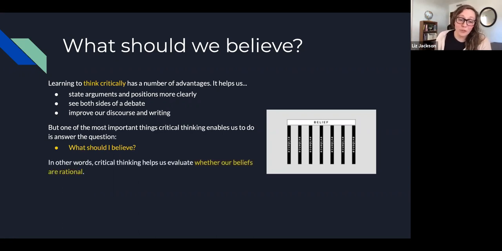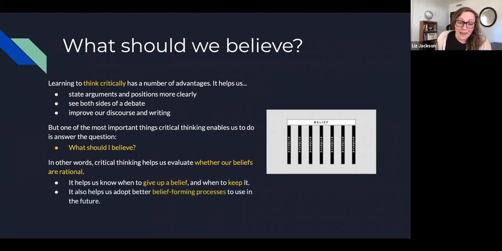And so critical thinking can in general help us evaluate whether our beliefs are rational. It helps us know when we should give up a belief, when we should keep a belief, and it also helps us adopt better belief forming practices. So, what sources do we read? Who do we talk to about certain issues? When do we look for more evidence about something before forming a belief? And when do we not? Because rational believing is one of the main goals of critical thinking, this video is all about what it means for a belief to be rational.